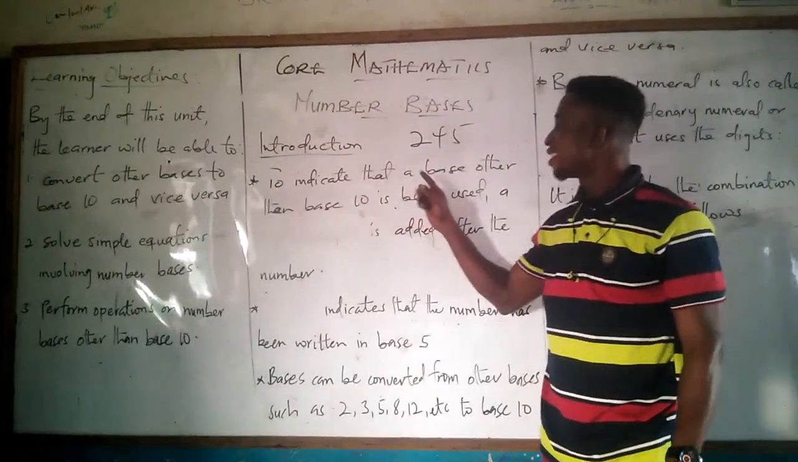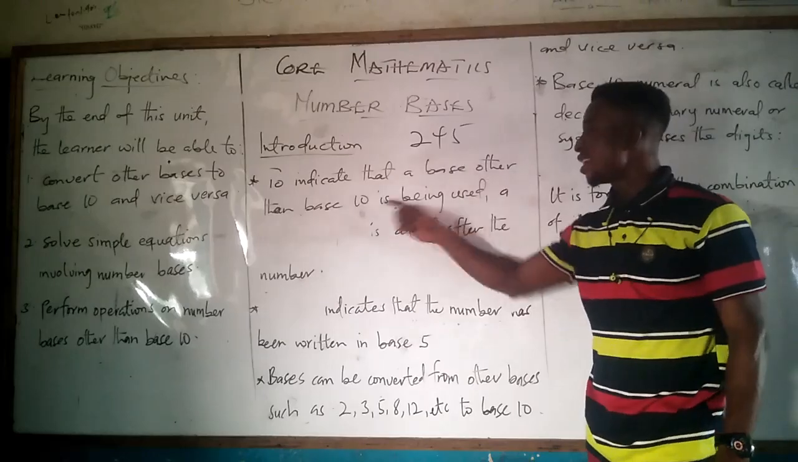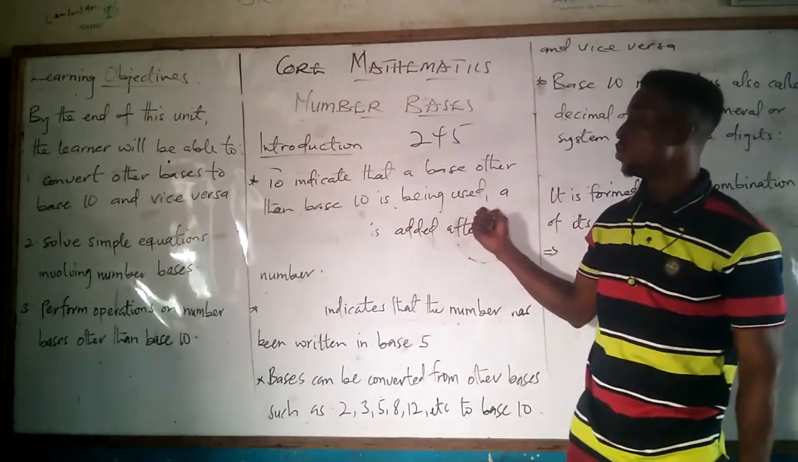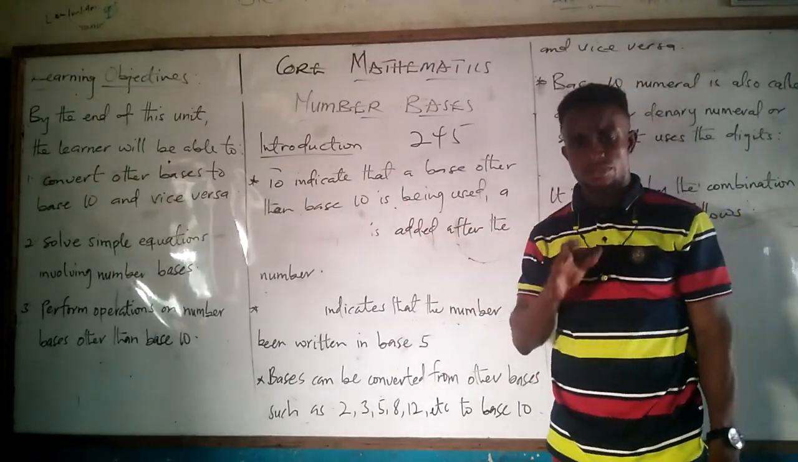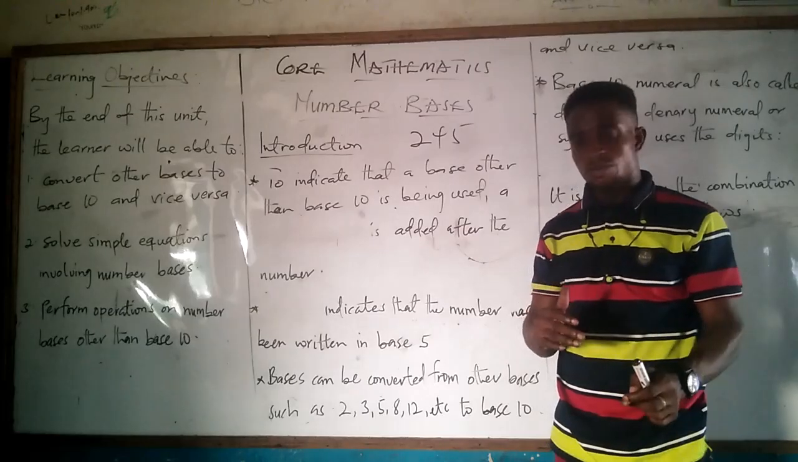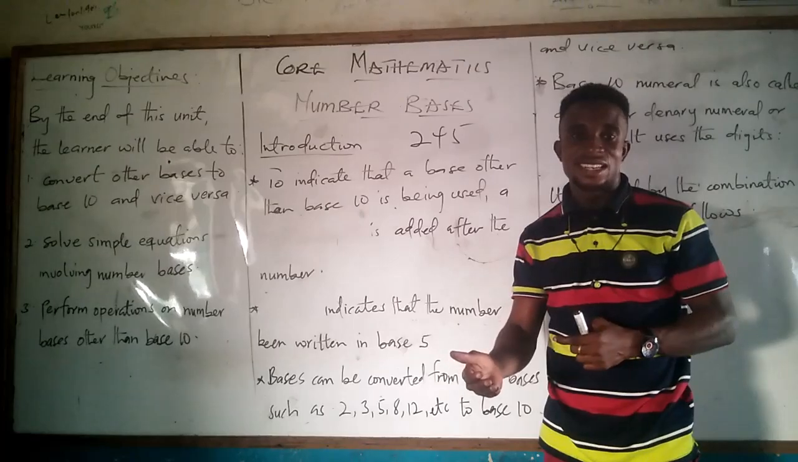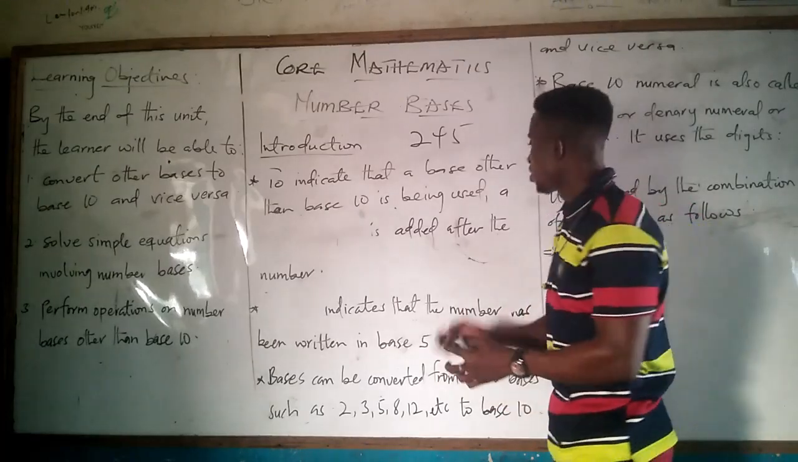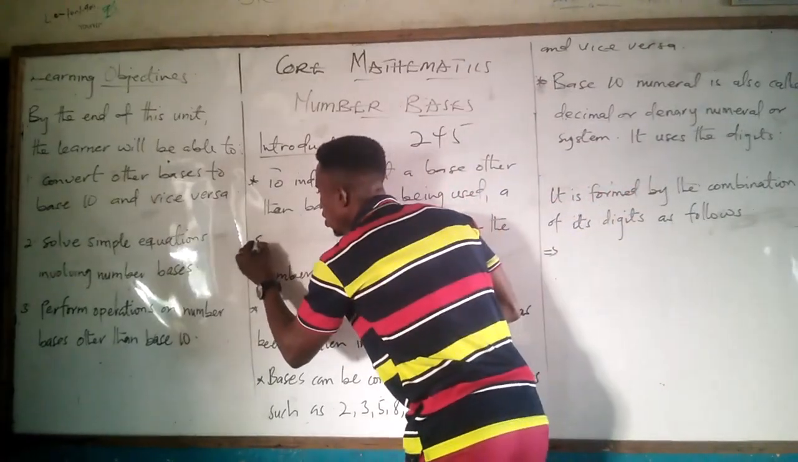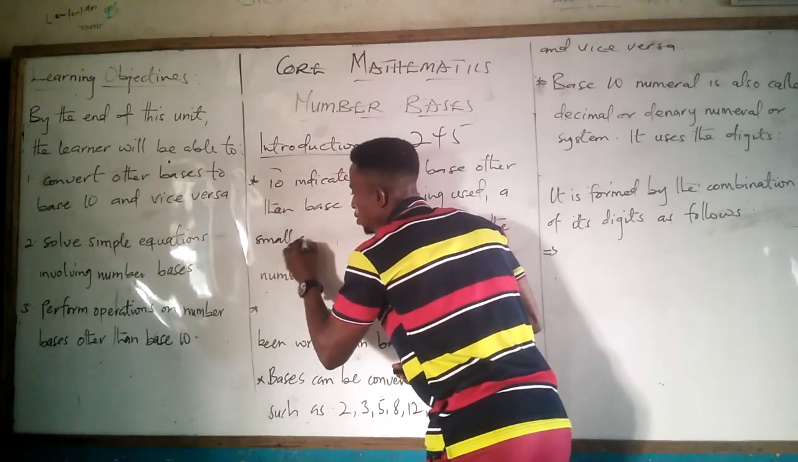So to indicate that a base other than base 10 is being used, we do something. This is what I mean. When we are writing another base but not base 10, what do we normally see? A small subscript.